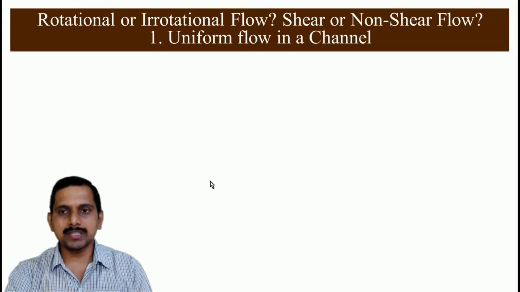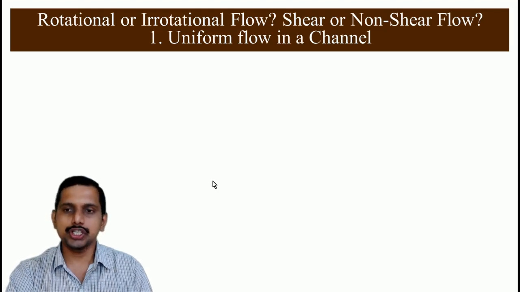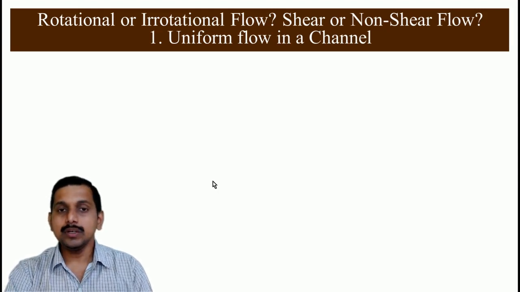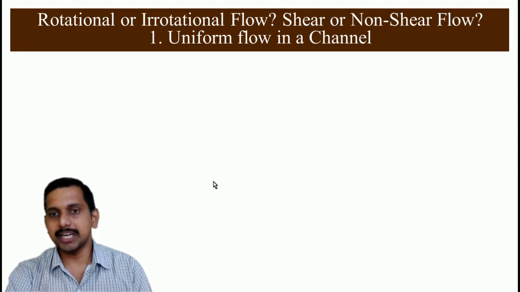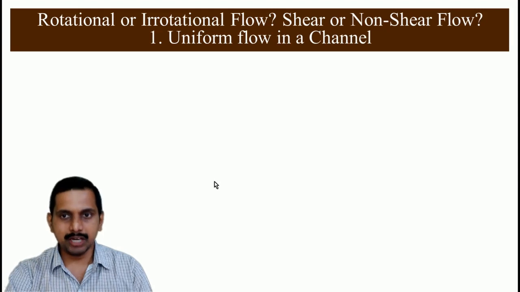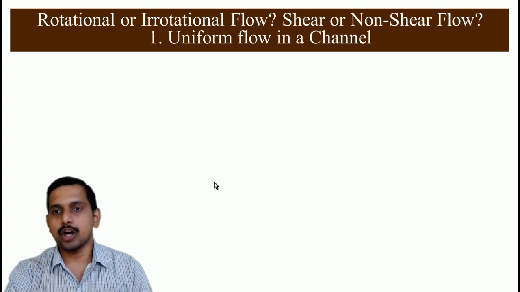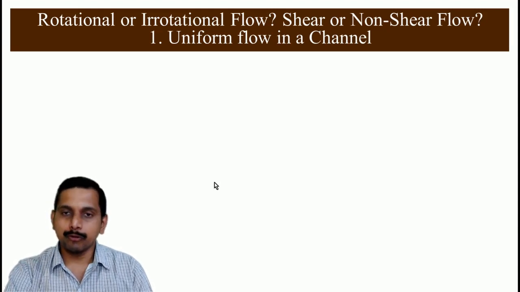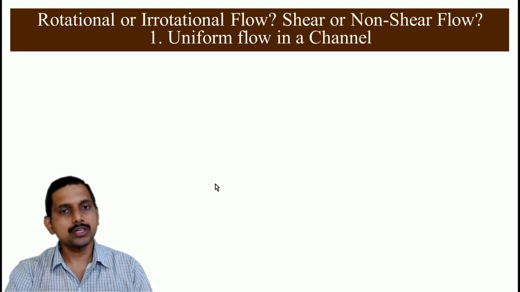Some of the examples, first example we will take is uniform flow in a shear channel, whether this is rotational or irrotational, shear or non-shear. Now the flow where the rotation is there, then it is called rotational flow. If it is not there, it is called irrotational flow. If shear is there, then it is called shear flow. Otherwise it is called non-shear flow or flow with no shear. So we will see that.